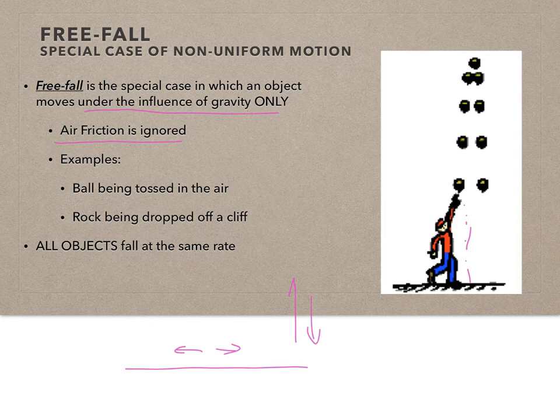All objects fall at the same rate. If we ignore air friction, it does not matter if it's heavy or light. It will fall at the same rate. The video in class will beautifully demonstrate that. A feather and a bowling ball in a vacuum, or in space, on the moon or something like that, would fall at the exact same rate and hit the ground at the same time, even though here on Earth it's a different case.